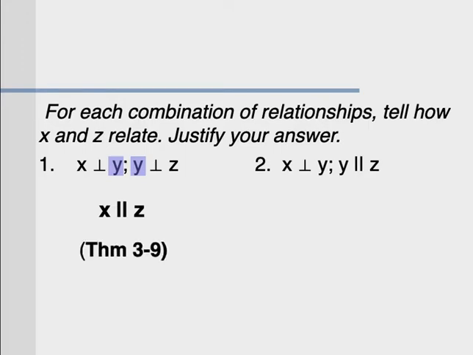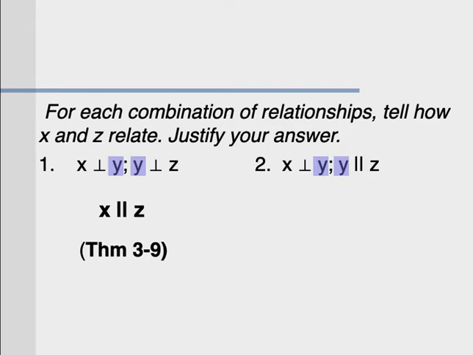Theorem 3.9 says two perpendiculars get you a parallel. Two right turns get you on a parallel street. Try question 2. For question 2, you can highlight the repeating line names. Look at your summary of the theorems.